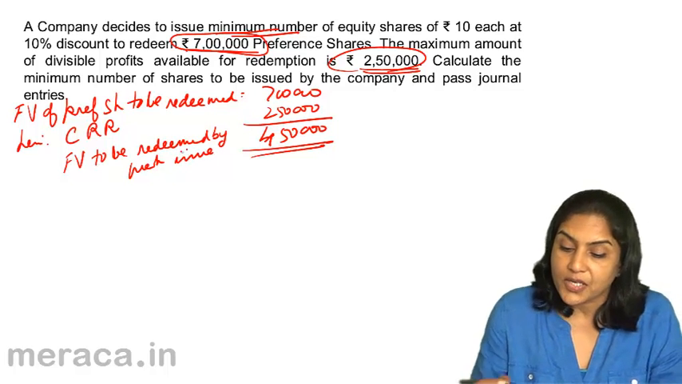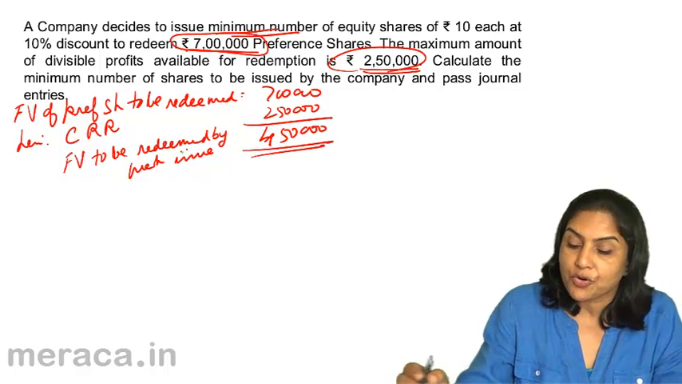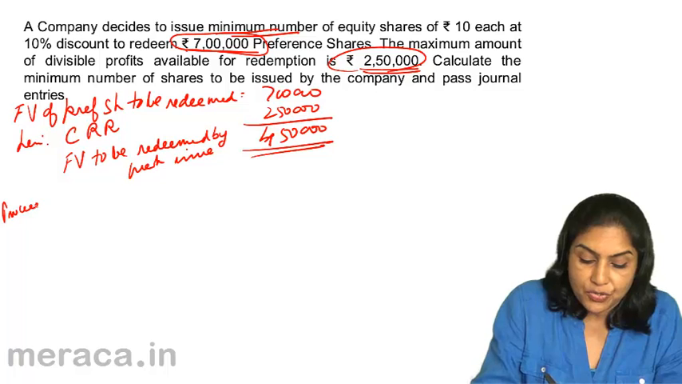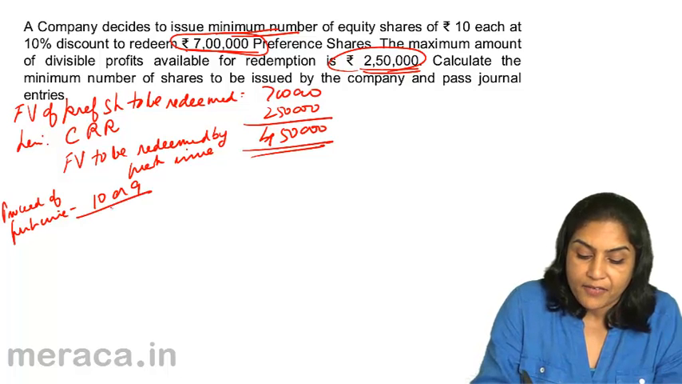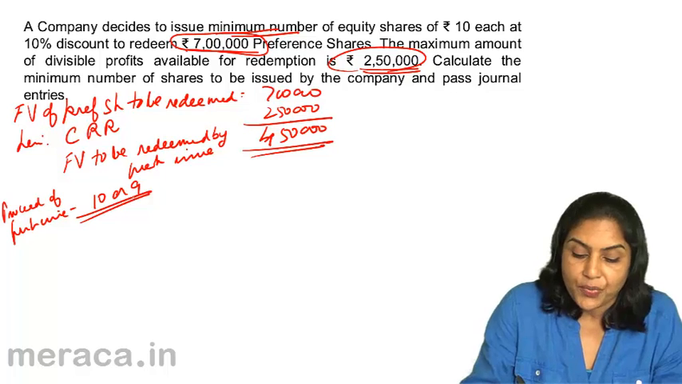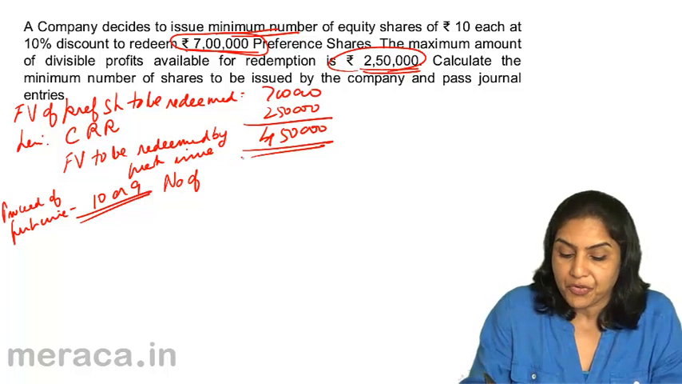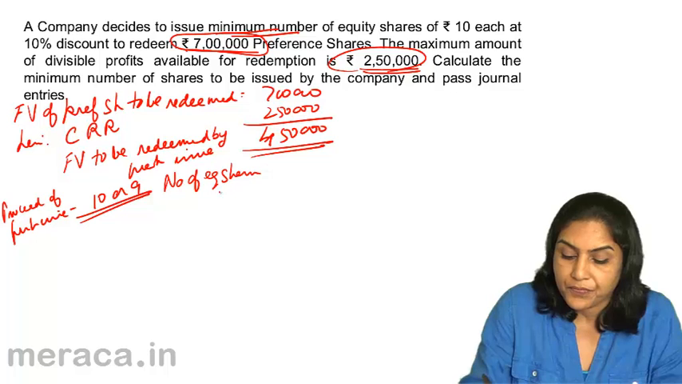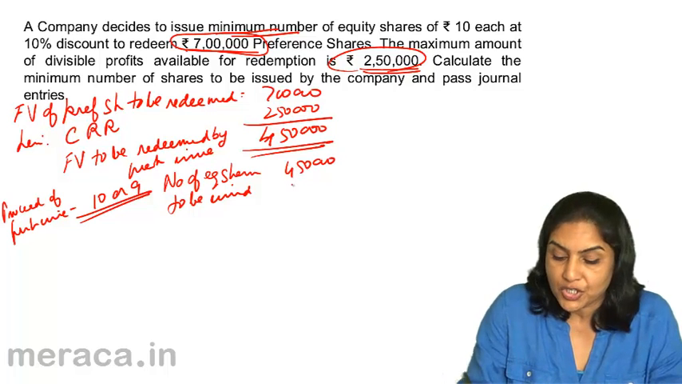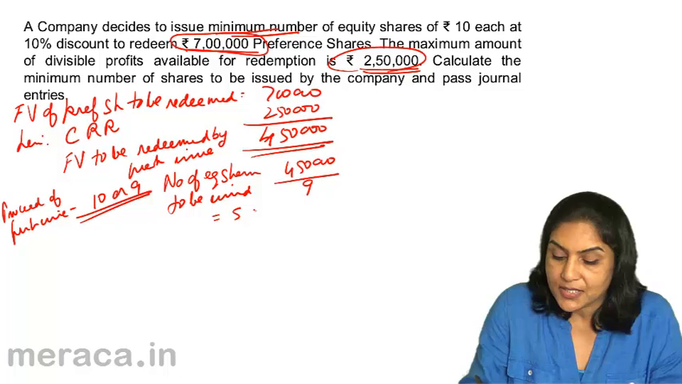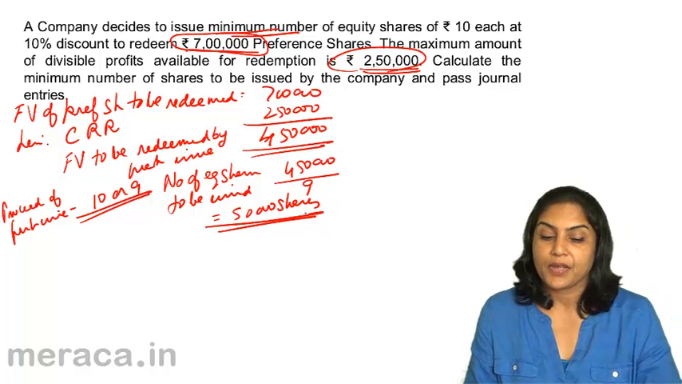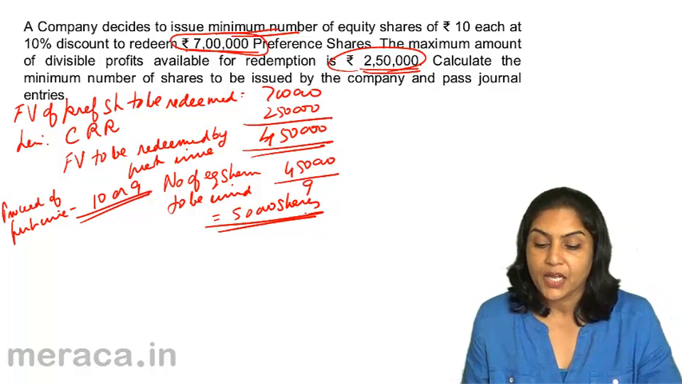How do we find that? What is the proceeds of fresh issue? It is rupees 10. Proceeds of fresh issue is either 10 or 9, whichever is lower. When it is at a discount, we take the amount of rupees 9. So the minimum number of equity shares to be issued is 4,50,000, the face value of preference share to be redeemed, divided by 9, giving us 50,000 shares. The minimum number of shares to be issued by the company would be 50,000.